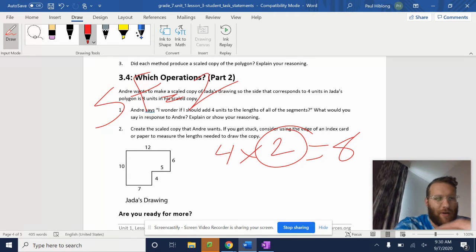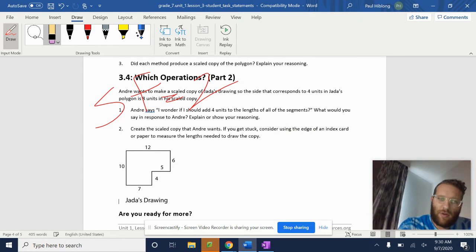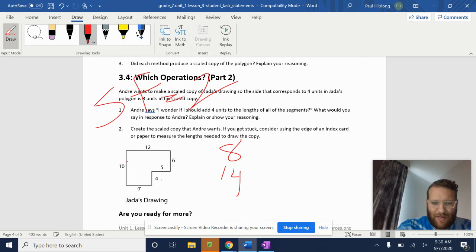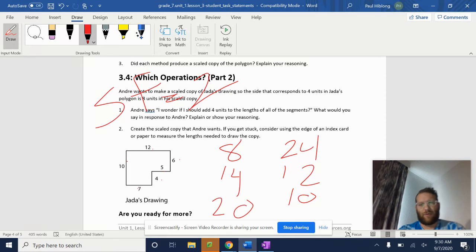Okay, I know that looks like does not equals, but you guys get the point. So now we can take it and we can say 4 times 2 is 8. 7 times 2 is 14. 10 times 2 is 20. 12 times 2 is 24. 6 times 2 is 12. 5 times 2 is 10. And then we're back around to 4 times 2.